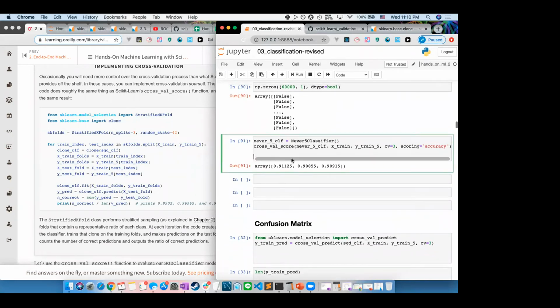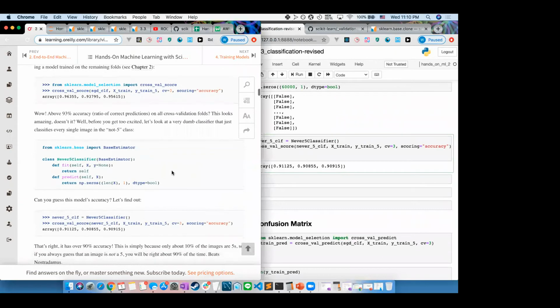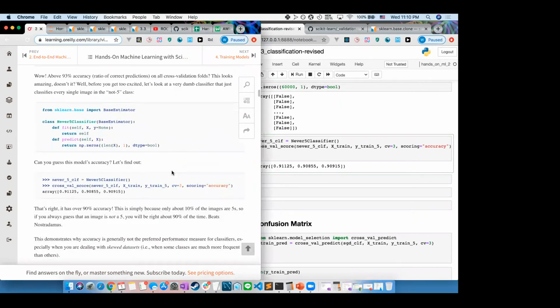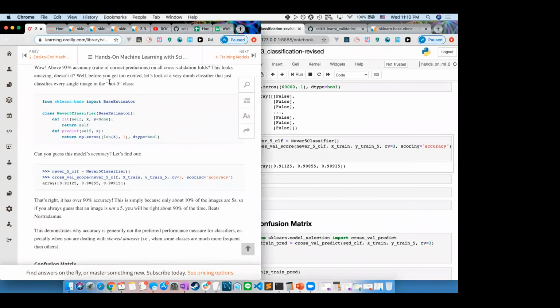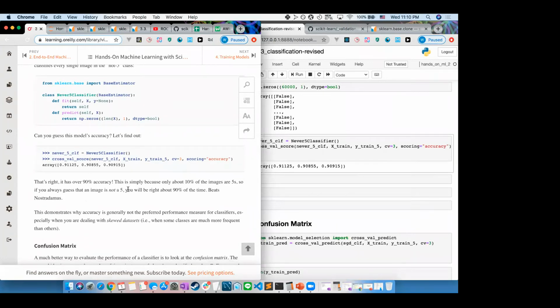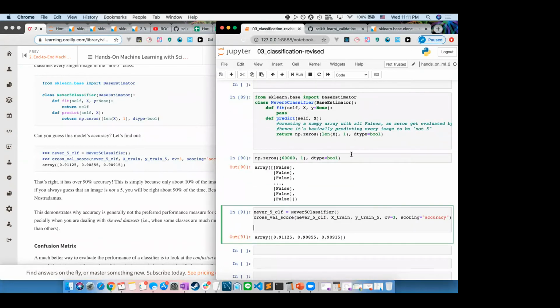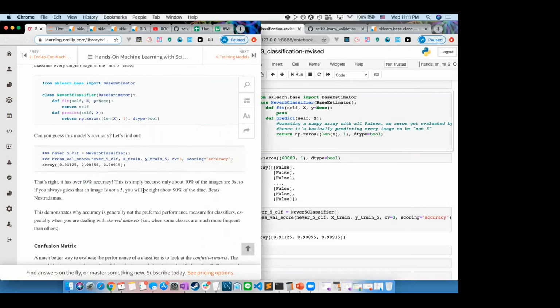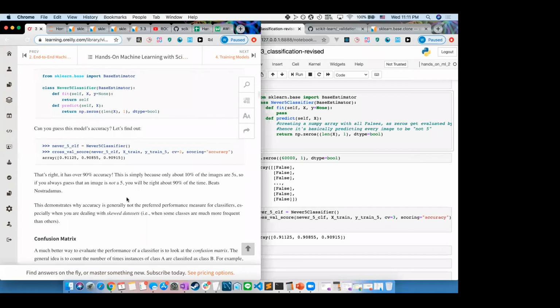Okay, so let's get back to this. It says, before you get too excited, let's look at a very dumb classifier. And that's right, it has over 90% accuracy. Basically, this classifier only predicts everything to be not 5, and it still has over 90% accuracy. This is simply because only 10% of images are 5s. So if you always guess that an image is not a 5, you would be right 90% of the time.